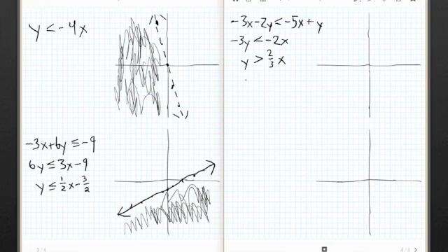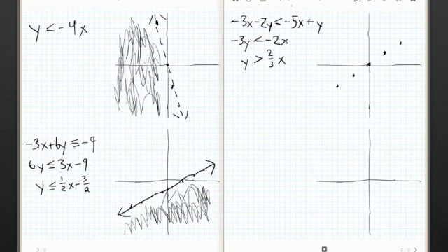Okay, so now let's go ahead and graph this. 2/3 x. It would be a plus 0 here. So we start at 0, 0. And we're going to go up 2 over 3, up 2 over 3. And in the other direction, okay.